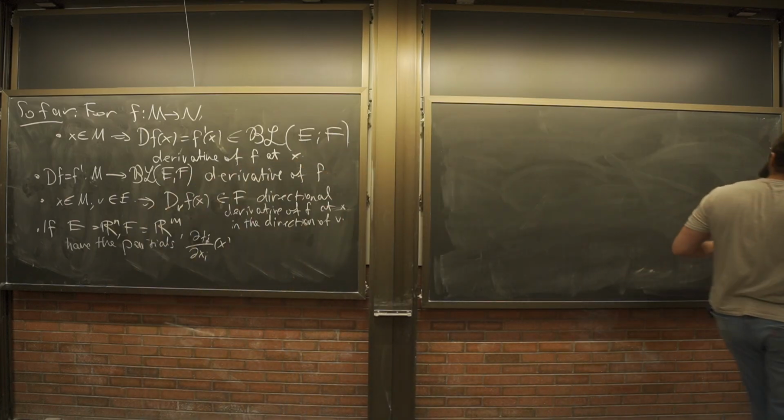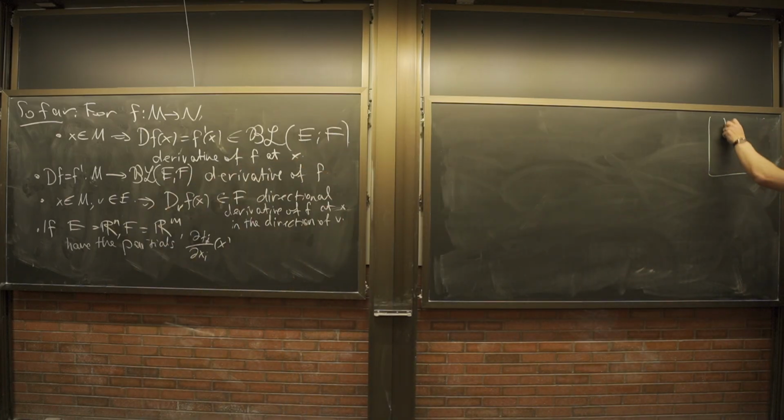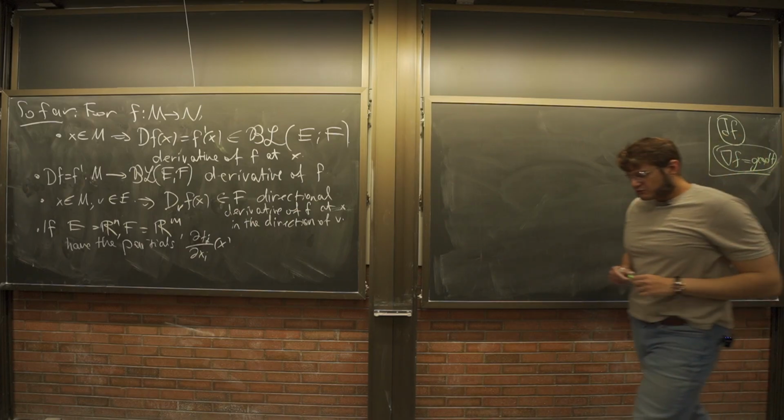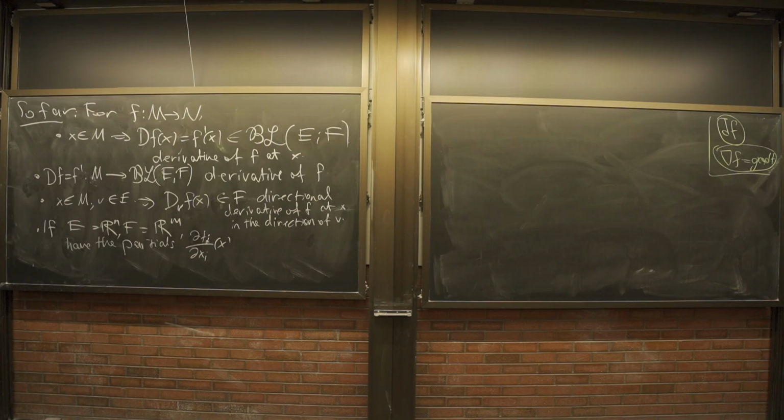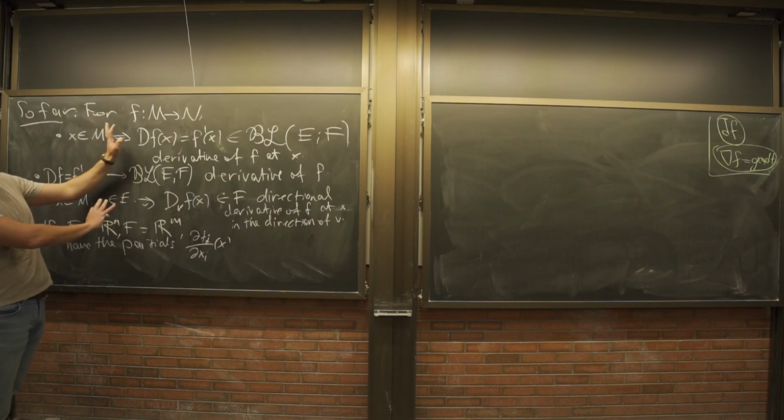So let me put here. We want something like this, and we want something like this. So this is the del f, or grad f. Okay. So we need to make sense of these things. How do these things fit into this picture? And there's a reason why I'm using the notation this way, okay?